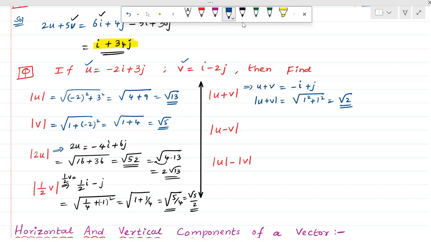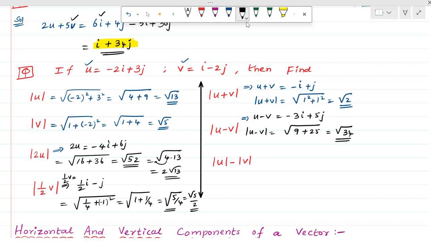Clear? The next, I have to subtract first. What is the subtraction? u minus v means what? Minus 2 minus 1, which is minus 3i. Then 3 minus of minus 2, it becomes plus 5j. So minus 3i plus 5j. Now I will take the magnitude. It is equal to square root of minus 3 square, 9, plus 25, that is 5 square, equal to root 34.